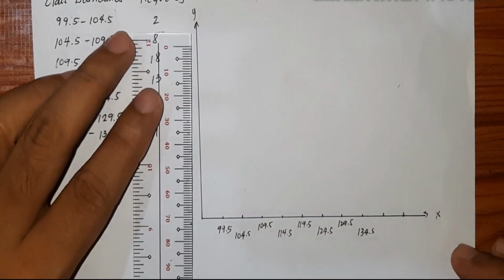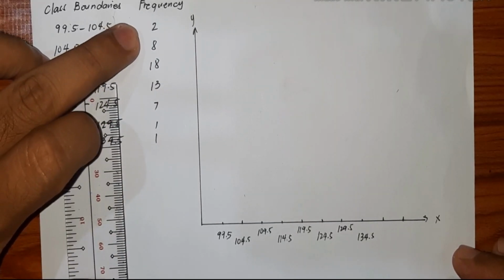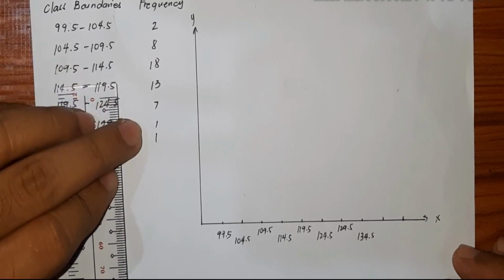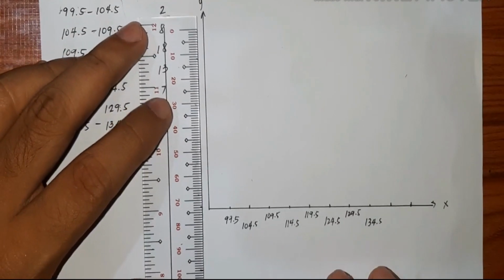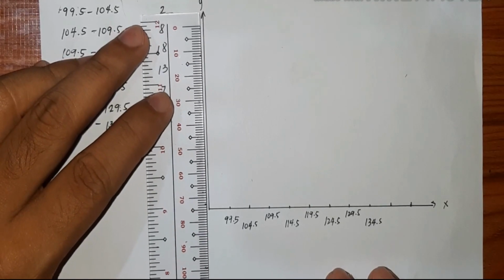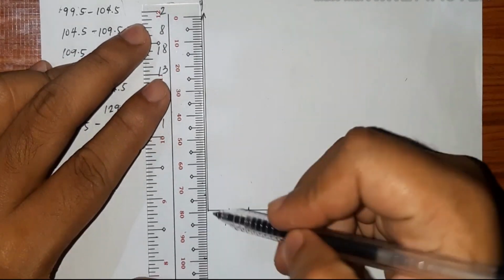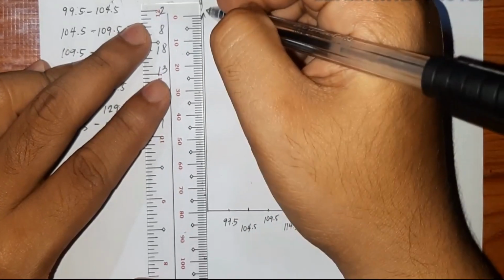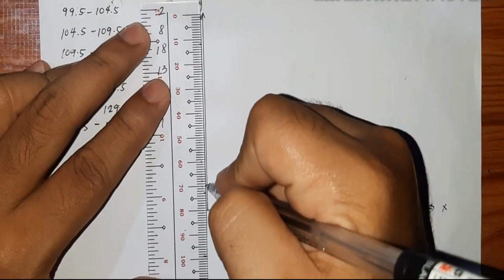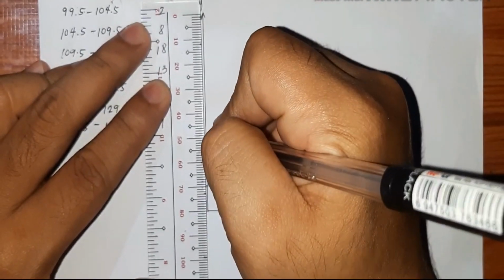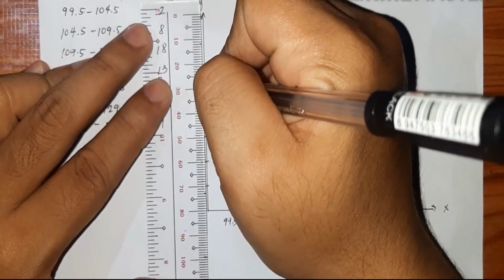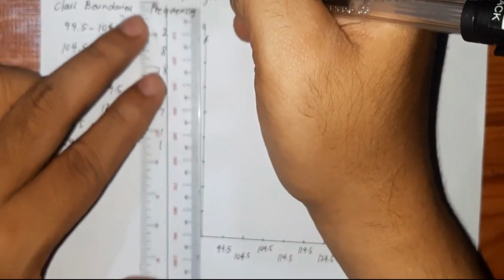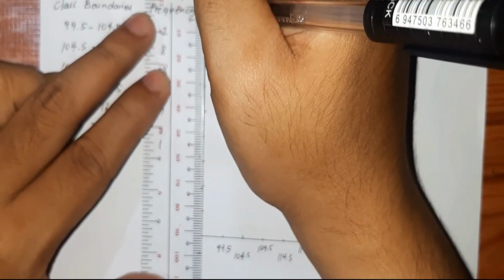For our vertical axis, as we can see, the frequencies are 2, 4, 2, 8, 18, 13, 17, 7, 1, and then 1. Pwede nating labelan yan by 2s. So, tingnan natin: 2, 4, 6, 8, 10, 12, 14, 16, 18. Abot siya doon. So we have 2, 4, 6, 8, 10, 12, 14, 16, 18. Abot siya dito.